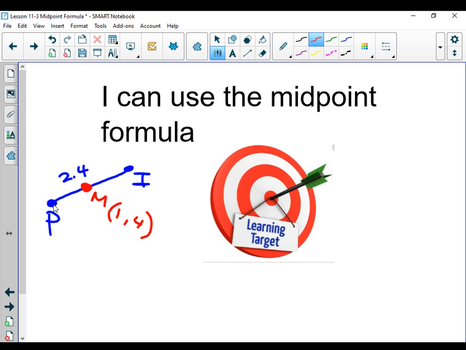Distance gives us an actual length. Midpoint tells us the coordinates where you're stopping. Can you see the difference? So a lot of people in first hour thought, well, I can just cut 2.4 in half to find the midpoint. But I need the coordinates of that point.